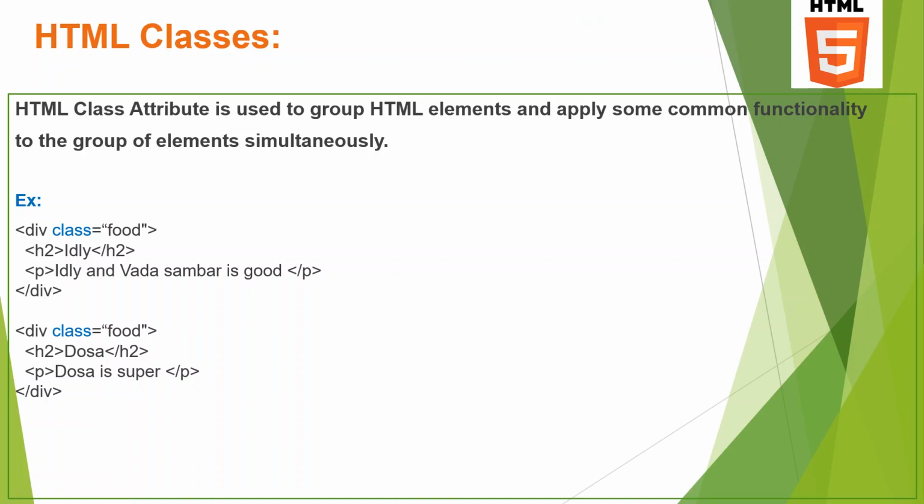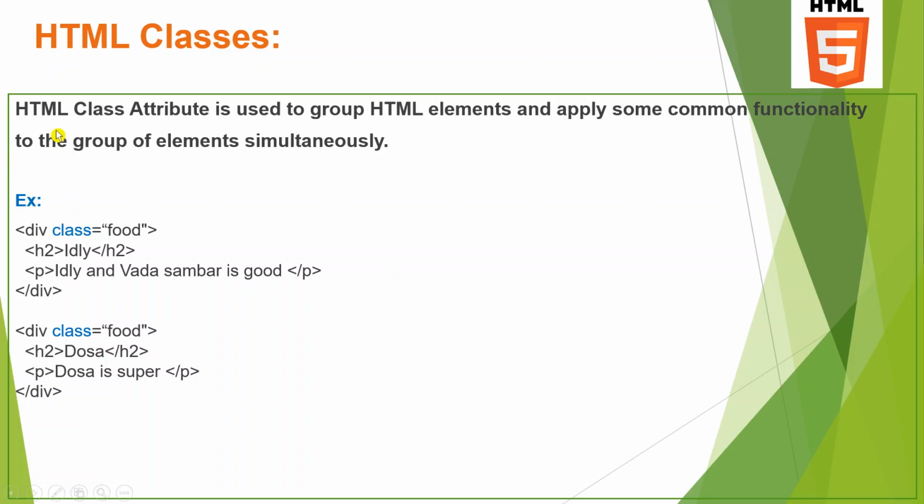In this class, we will discuss a very important attribute called class. Let us see what this attribute will do. A major attribute, friends: the HTML class and HTML ID. We will discuss the HTML class attribute in this session and HTML ID in the next session, friends.